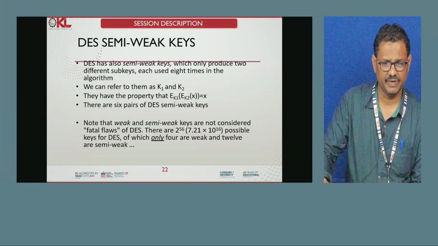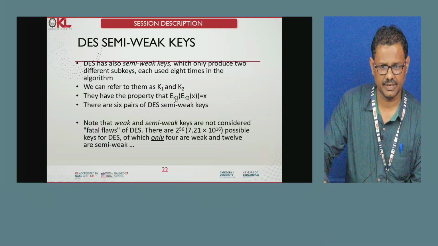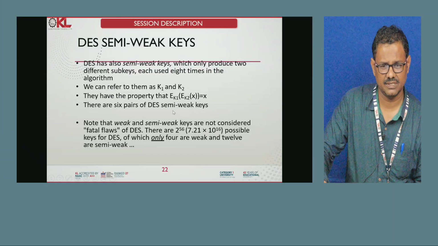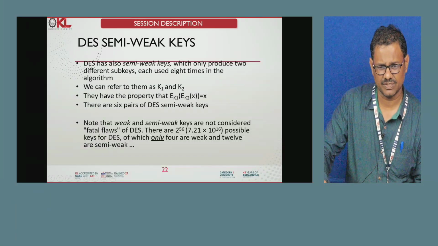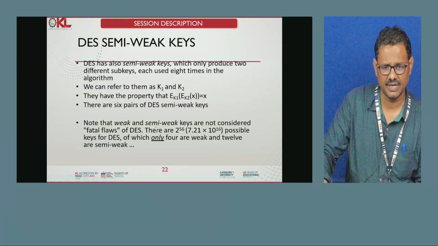Okay. Semi-weak keys produce only two different keys, each used 8 times in the algorithm. We refer to them as K1 and K2. They have the property that EK1(EK2(x)) equals x. There are 6 pairs of DES semi-weak keys. So weak keys or semi-weak keys are not considered fatal flaws for DES. There are 2^56 possible keys for DES, of which only 4 are weak and 12 are semi-weak. So out of 2^56, only 16 are weak keys, considering weak and semi-weak.